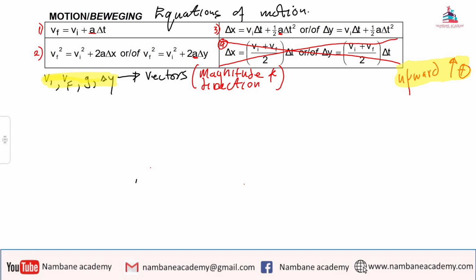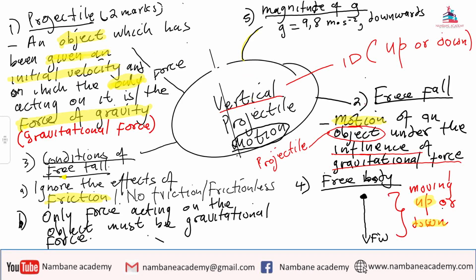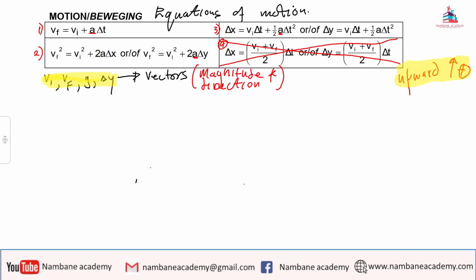So let's go back. If we go back, we agreed that for us to talk of a projectile, it must be an object which has been given an initial velocity, and the only force acting on it is the force of gravity. And force of gravity is related to gravitational acceleration. We further said, let's consider when we are told the object is in free fall. It is the motion of a projectile or an object under the influence of gravitational force, which is influenced by the gravitational acceleration. So when we check equation number 4, it does not accommodate the g.